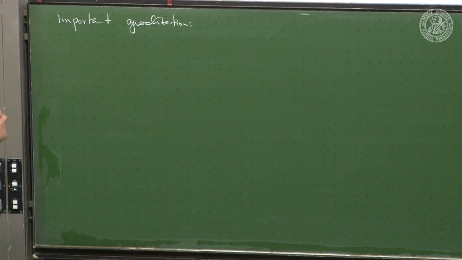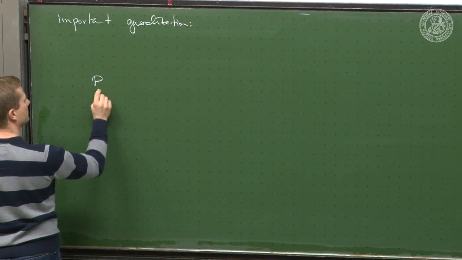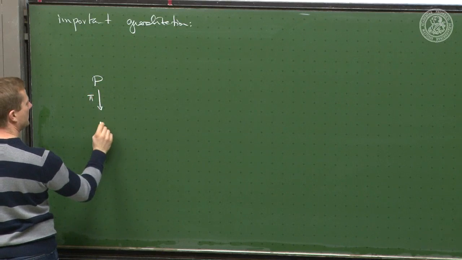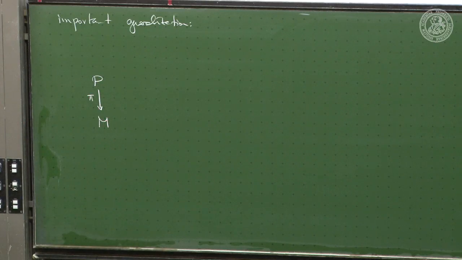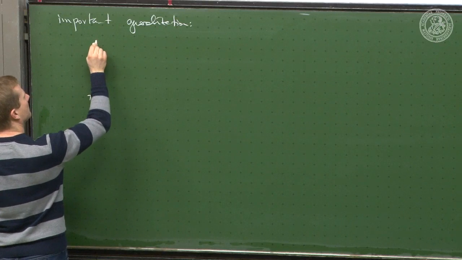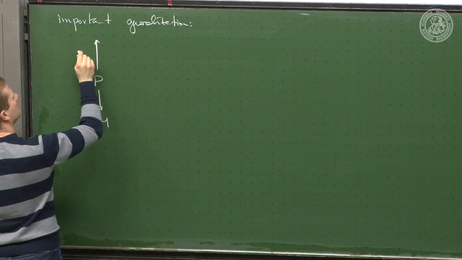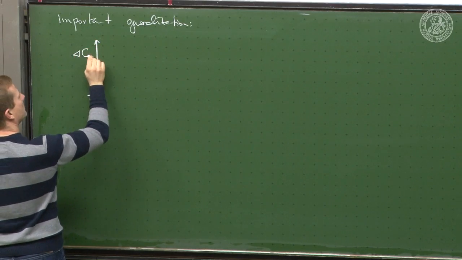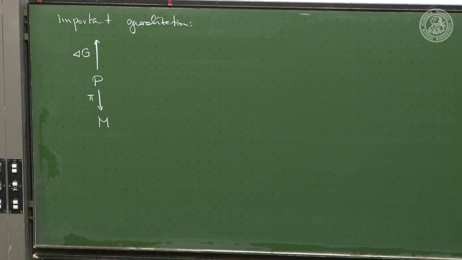It's in a sense the maximal generalization. So I take a principal bundle, P, π down to M, and I equip it with a bundle action with respect to a group G. This is quick notation, but you know what I mean.